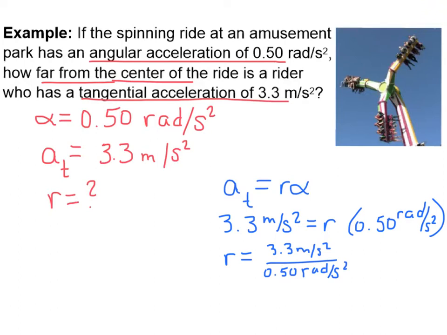I plug those values in, and then I rearrange the equation just to show you how the units are going to cancel out. My per second squareds cancel out in both cases. Radians doesn't have any meaning to us because it is a pure number, right? Radians are a pure number. So I'm really only left with meters, and my answer then is r equals 6.6 meters, and that is the distance from the center of the ride where the rider is sitting.